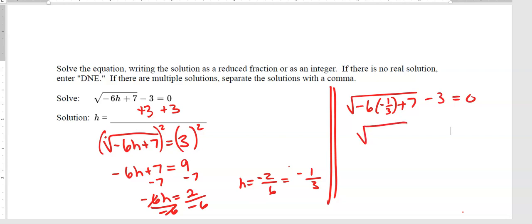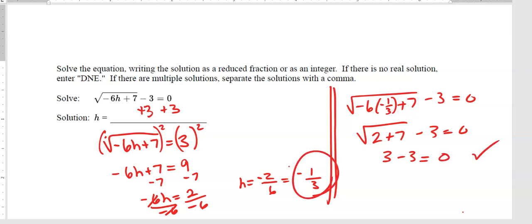And I could check that by putting it into the equation. And I will get 2 plus 7, which we know is 9. So the square root of 9 is 3. And 3 minus 3 is 0. So I know that this is a true solution. I have not created an extraneous solution.